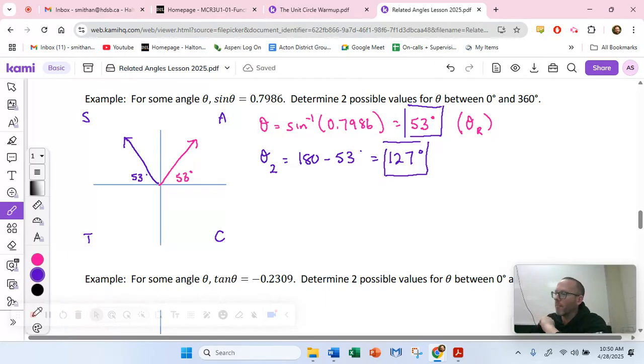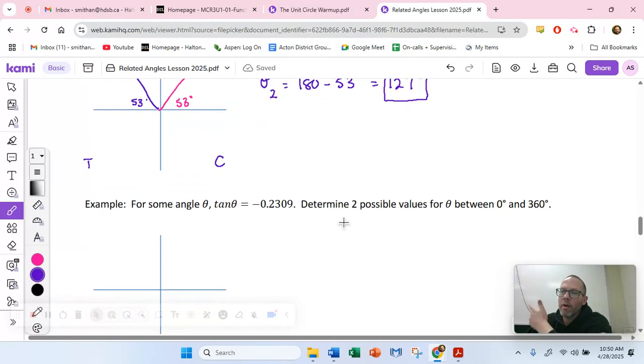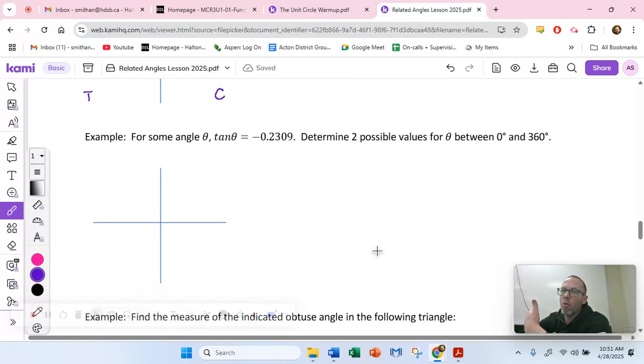Let's try the next one. I wonder what our calculator would spit out for this one. Now, maybe before we begin, we're finding two angles that have this tan ratio. Which quadrants will they be in? Where are we looking for in this problem? Think about the CAST rule. Where should we be looking? Which two quadrants will have a negative tangent ratio?